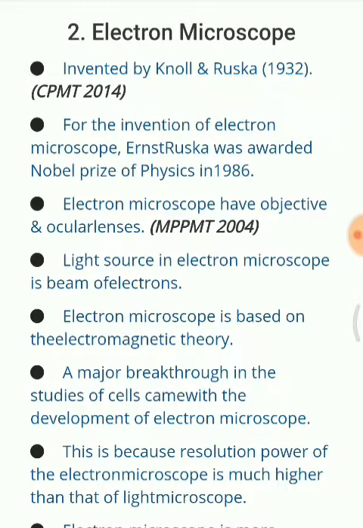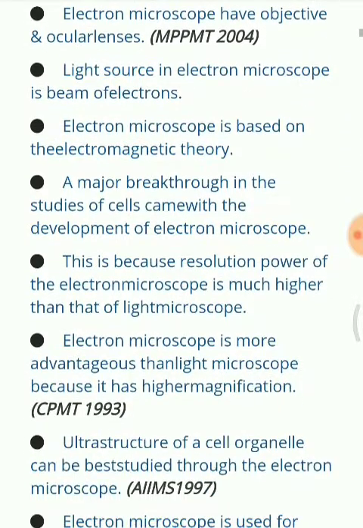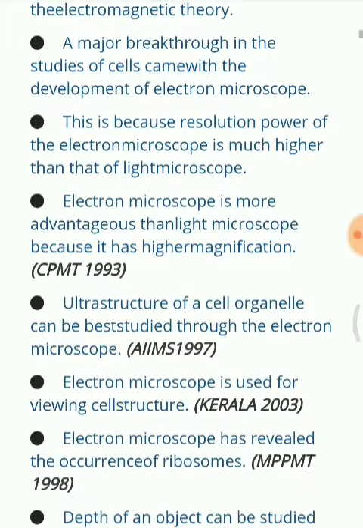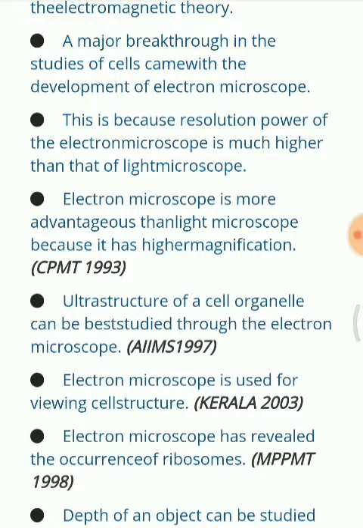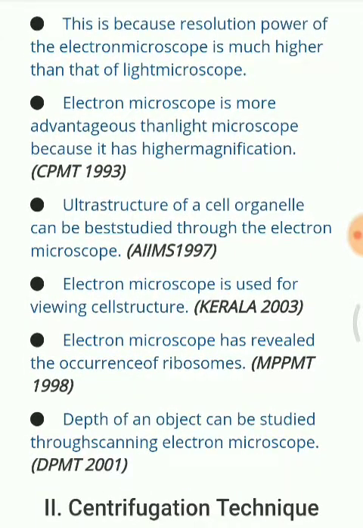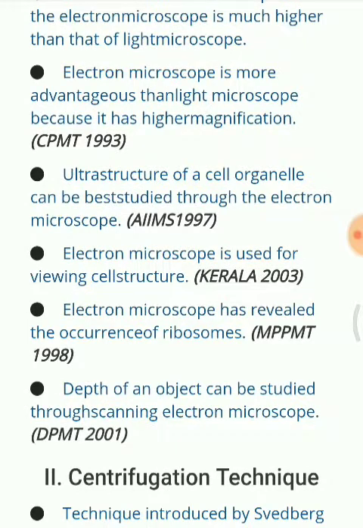A major breakthrough in the study of cells came with the development of the electron microscope. This is because the resolving power of the electron microscope is much higher than that of the light microscope. The electron microscope is more advantageous than the light microscope because it has higher magnification. The ultrastructure of cell organelles can be studied best through the EM. EM is used for viewing cell structure. EM has revealed the occurrence of ribosomes. The depth of the object can be studied through scanning EM.